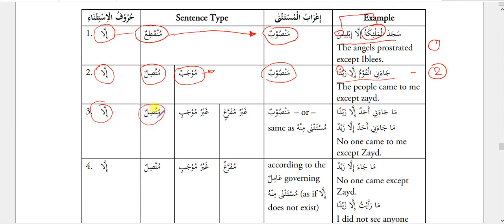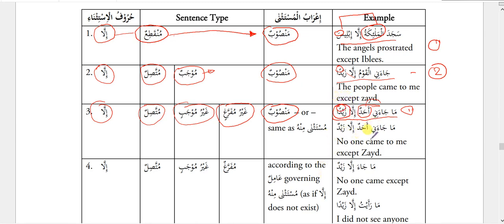Now third, again illa as a harf istisna. The sentence is muttasil, meaning mustasna was a part of mustasna minhu. Ghair mujab means here we have used some words which provide negative meaning or denial of information. Ghair mufarraq means sometimes mustasna minhu is not mentioned. So in both cases its i'rab will be mansoob, like ma ja'ani ahadun illa zaidan. So the first example was a denial of the whole mustasna minhu, that no one came except Zaid. So its i'rab will be mansoob.